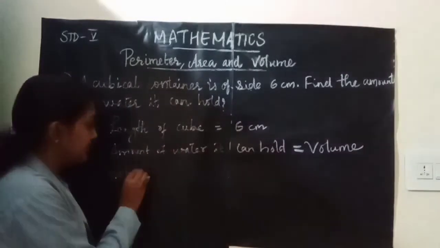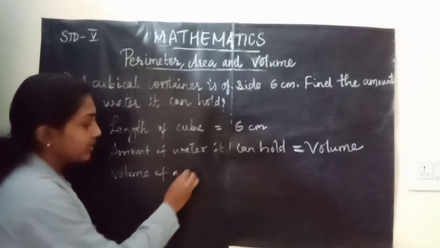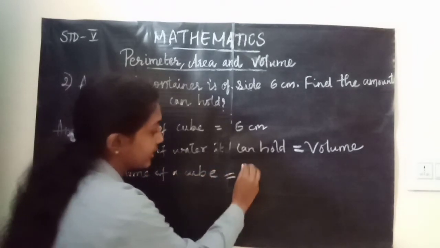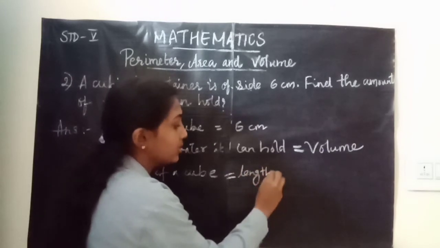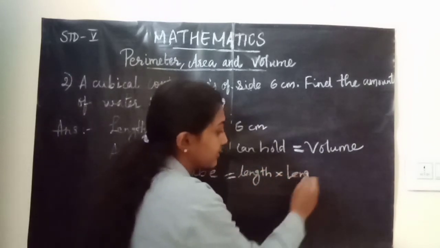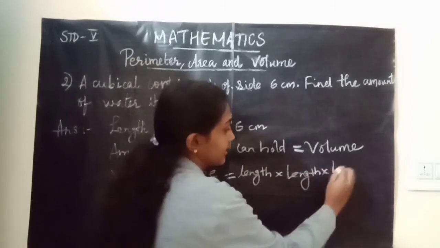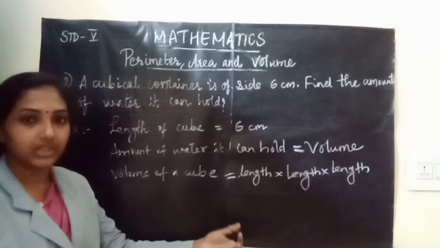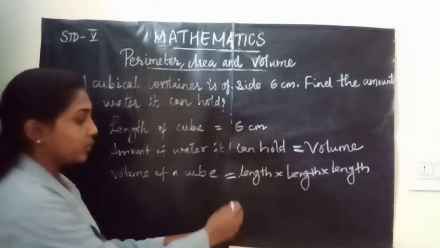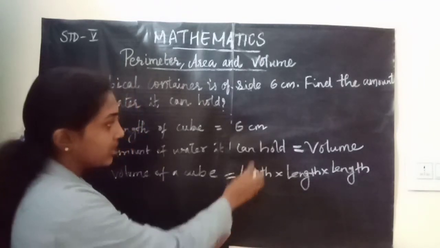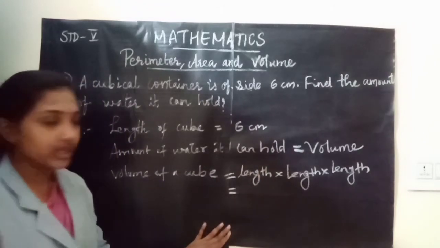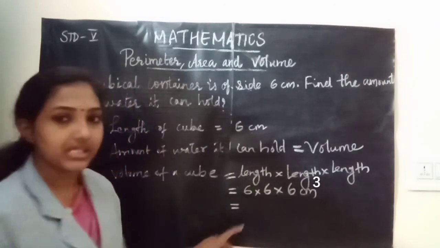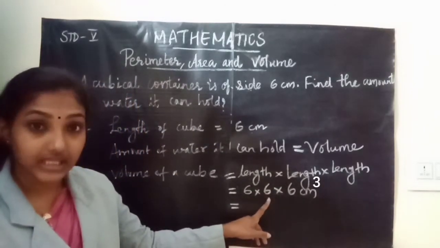Volume of a cube is equal to, we have the formula to find the volume of a cube, and it is equal to length into length into length. All the three measurements of a cube are equal, so it is equal to, and the length of the cube is given, it is 6 centimeter, so it is 6 into 6. It is equal to 6 into 6, it's 36.